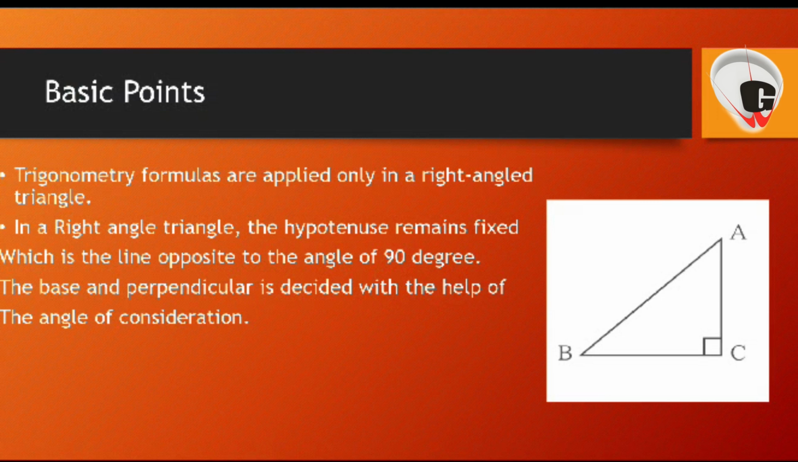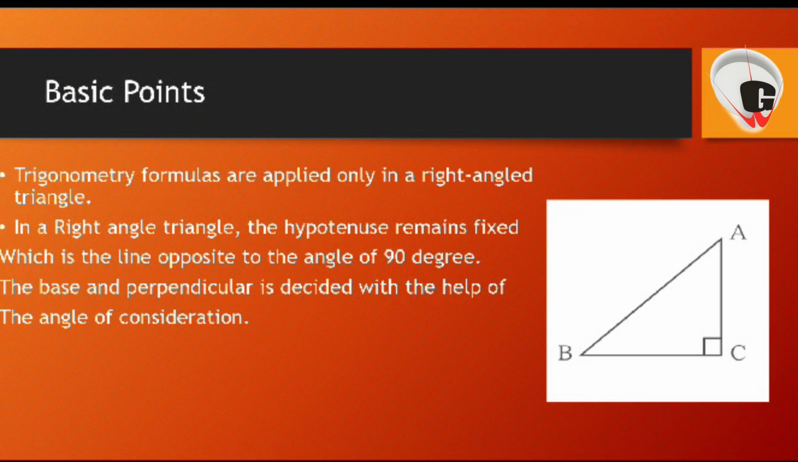Second, in a right angle triangle the hypotenuse remains fixed, which is the line opposite to the angle of 90 degree. So over here the angle of 90 degree is angle C and the line which is opposite to it is AB, which is the hypotenuse.